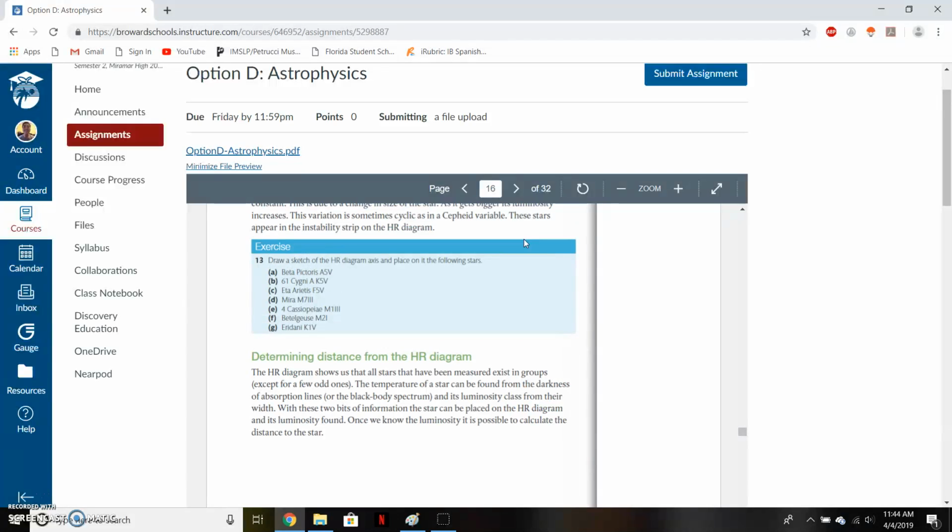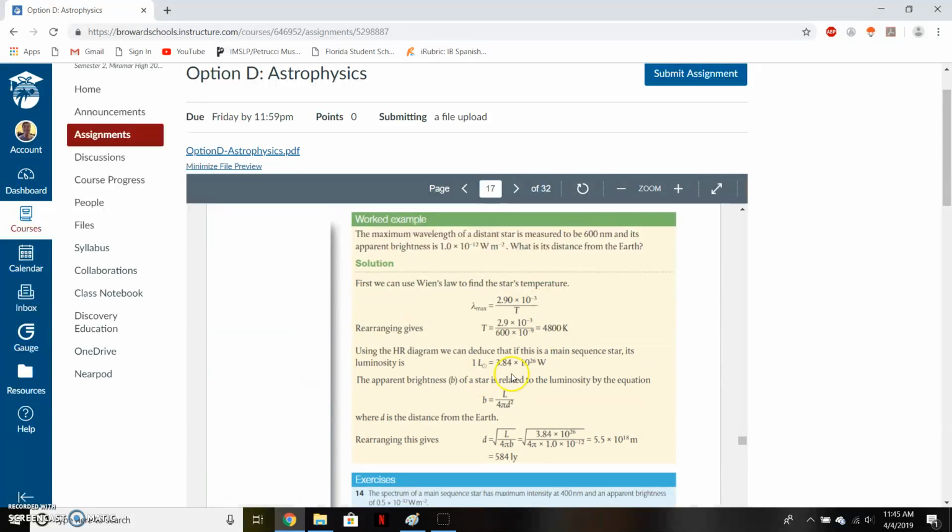If we're given the temperature of the star and its luminosity class, we're able to find its location on the HR diagram, and we can find its luminosity. Once luminosity is found, we can calculate the distance from the star to Earth. It's shown in this worked out example.